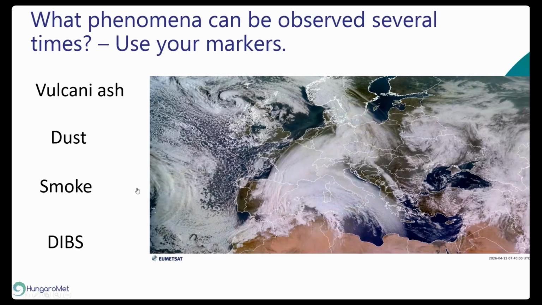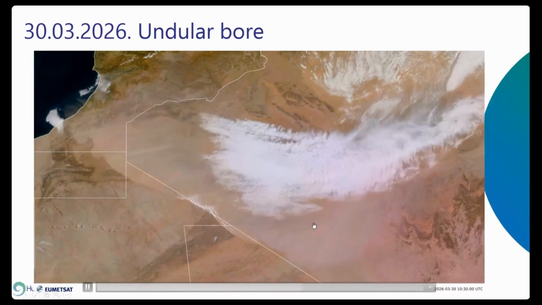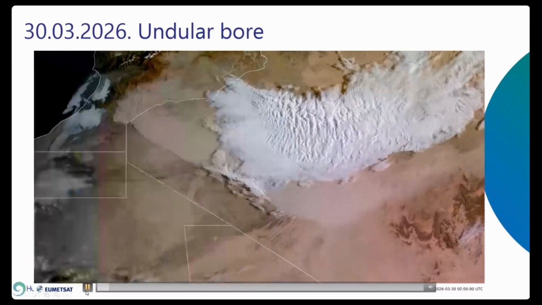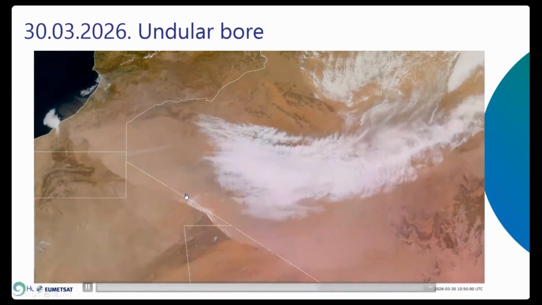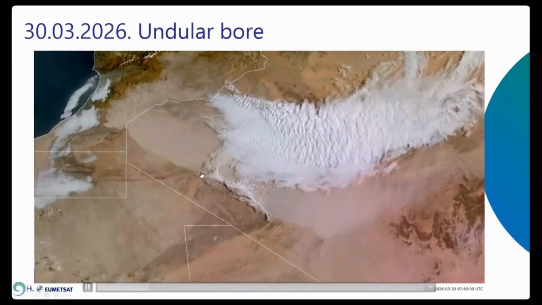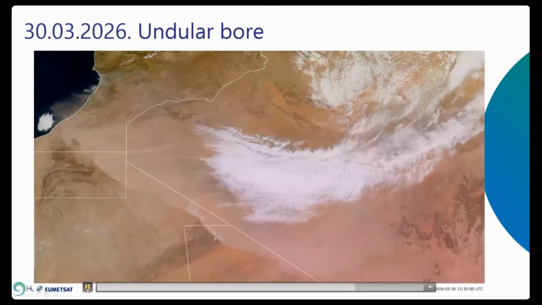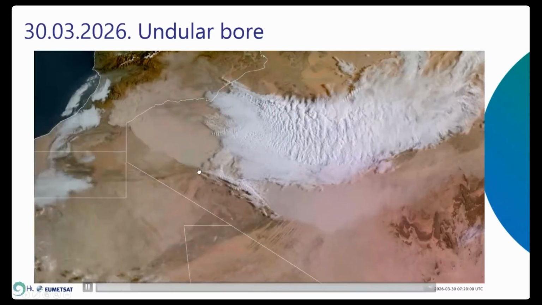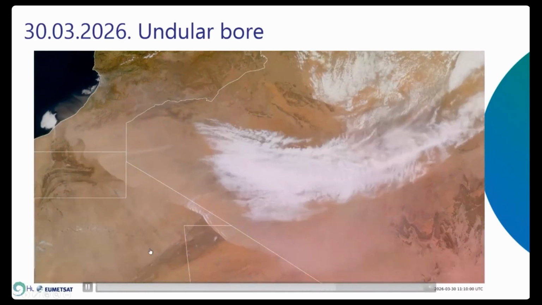So this was something happening during April, and also we can see here a very nice dust storm with a front in Africa. We can see how the front has taken up all the dust into the air. And also what is very interesting is that we can see these waves in the cloud here. I will start again. You can see it here. These are called undular bores.